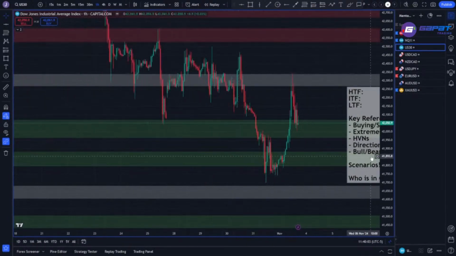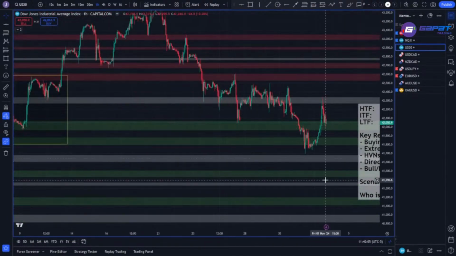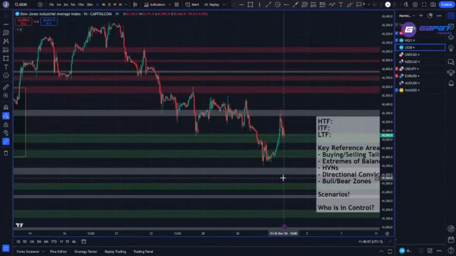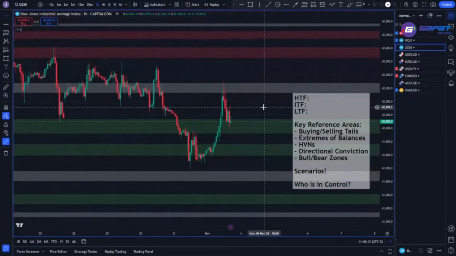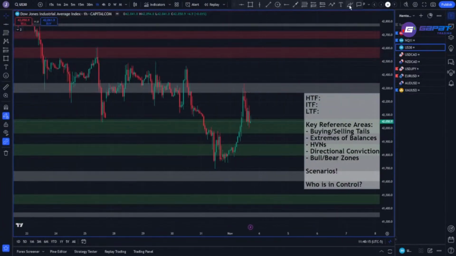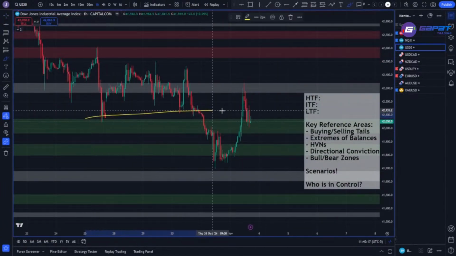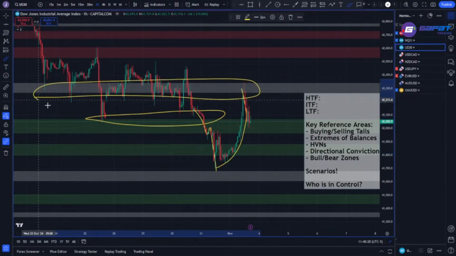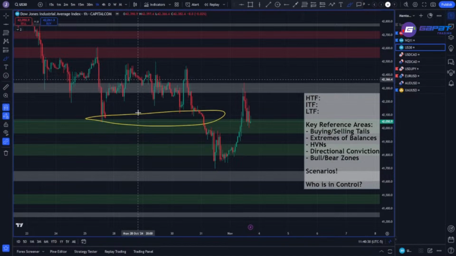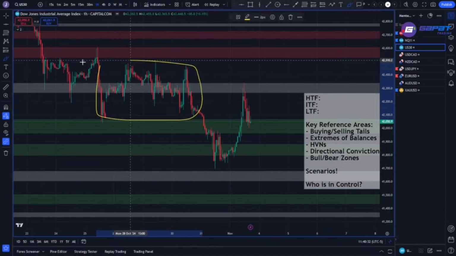So let me erase some of these zones. These are the zones that I drew up last time. Again, I'm drawing them based on the same principles that I spoke about. We can actually look at some of them from last week. So this would be balance area low level. Price broke out of the balance area, pulled back, continued lower. And then when we got the strong pullback, where did it pull back into? High volume node. So this is the high volume node of this balance area.